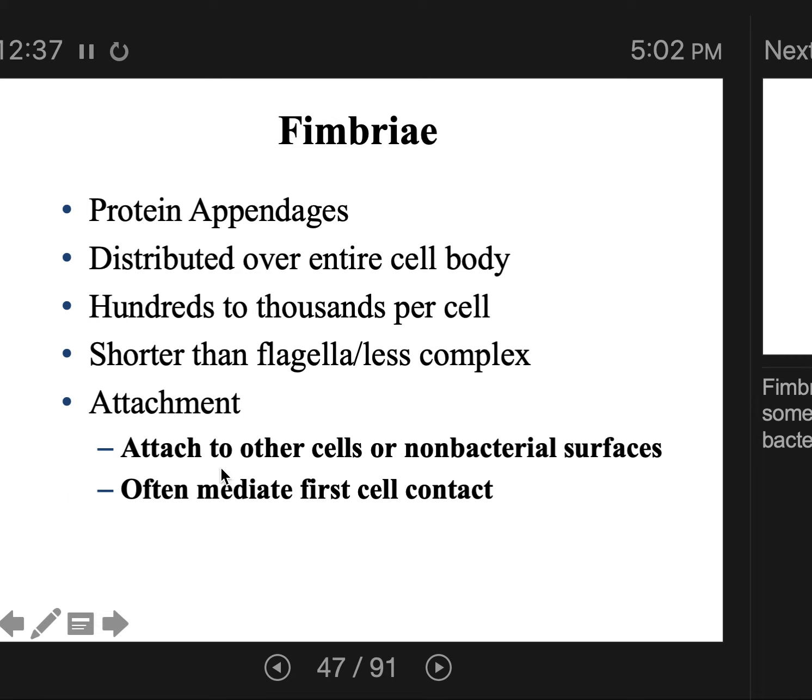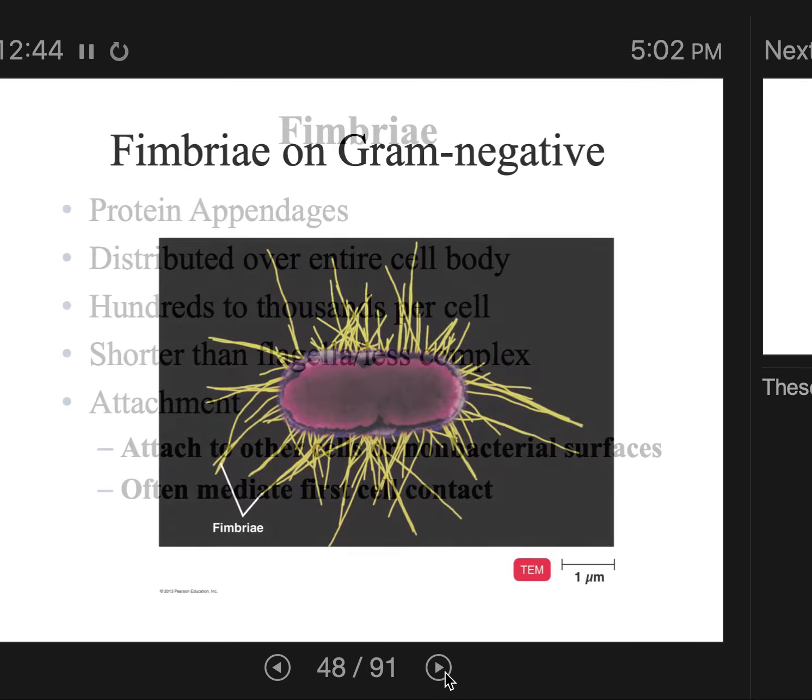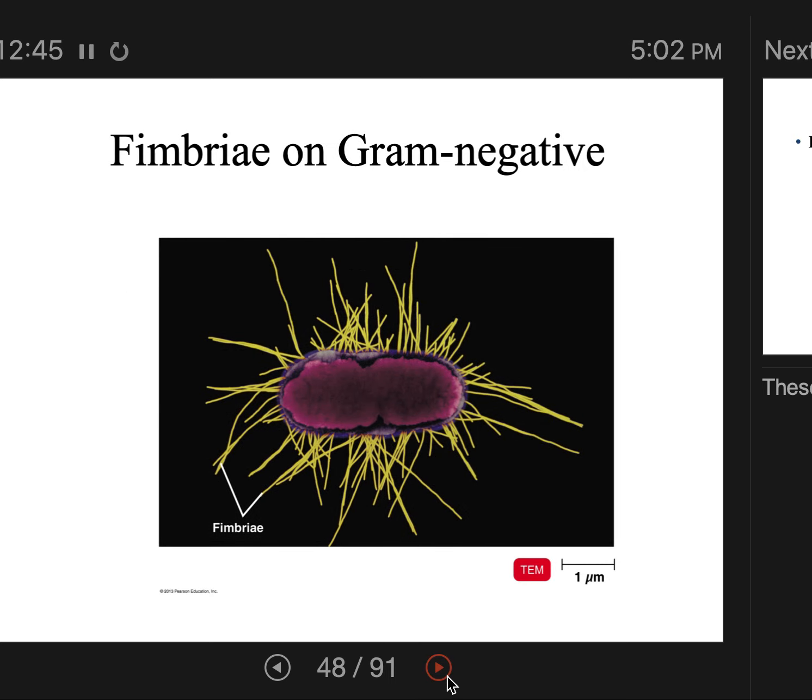So, like I said, they're used to attach to other cells or non-bacterial surfaces, and they often mediate first cell contact. So here's a picture of what fimbriae might look like. You can see that this bacteria kind of looks like a burr because of all these random little strands sticking out from it.